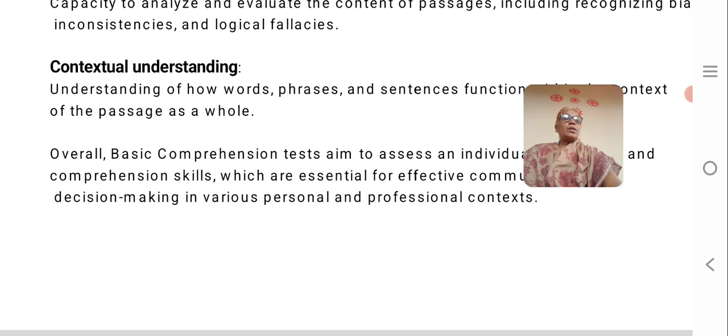So, comprehension skills are essential and can be acquired, not very easily, but you need certain practice to acquire these comprehension skills.